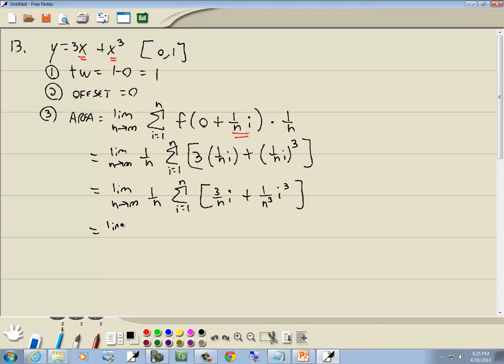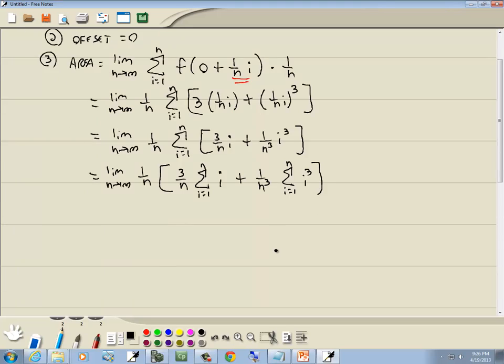Okay, now I want to split these into separate summations. So I'm going to have 3 over n, and then the summation from i equals 1 to n of i. Now remember, everything except for the i squared or i to the third, you can just put out in front of the summation. So the 3 over n I just put out in front of the summation symbol, plus 1 over n to the third, the summation from i equals 1 to n of i to the third.